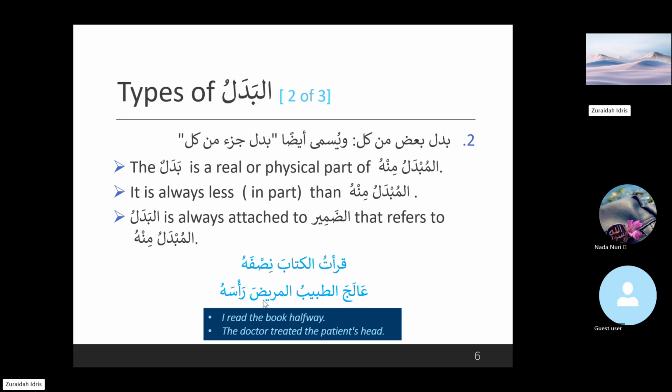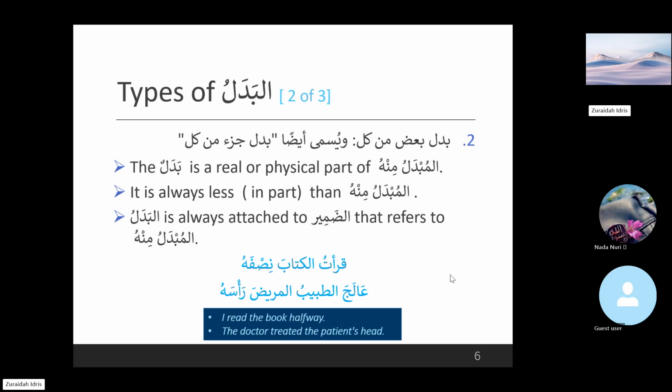And the second sentence: alaja tabibu al-marida ra'sahu. So here is your fa'il. And you see that the head is part of the patient, the marid, the one who is sick. And it's again maf'ul bihi in this case, and the i'rab is identical, fatha with fatha.